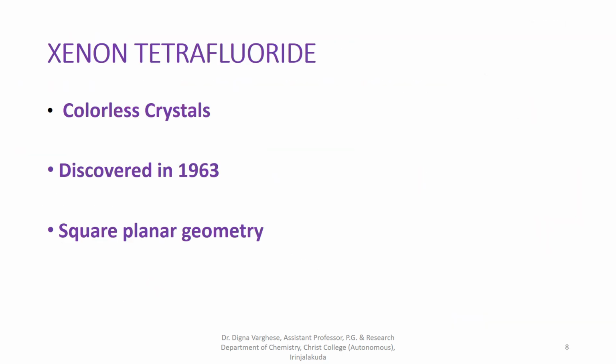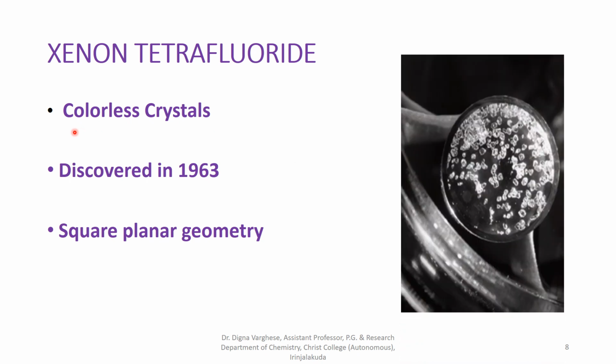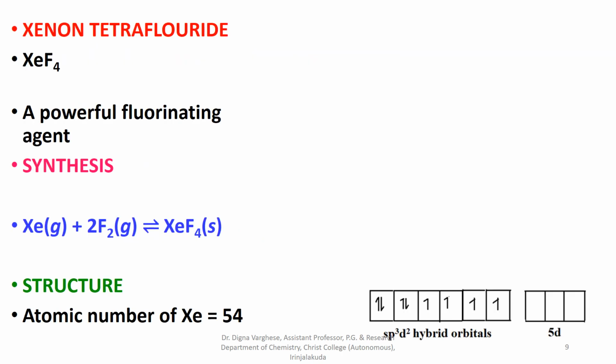Xenon tetrafluoride is a colorless crystal discovered in 1963. It has a square planar geometry. The molecular formula of xenon tetrafluoride is XeF4. It's a powerful fluorinating agent. It is synthesized from the direct combination of xenon and fluorine in excess, giving xenon tetrafluoride. And we know the central element is xenon here.